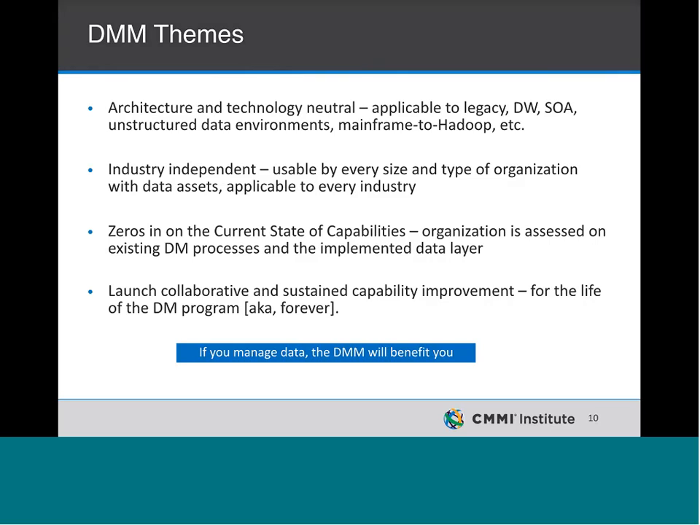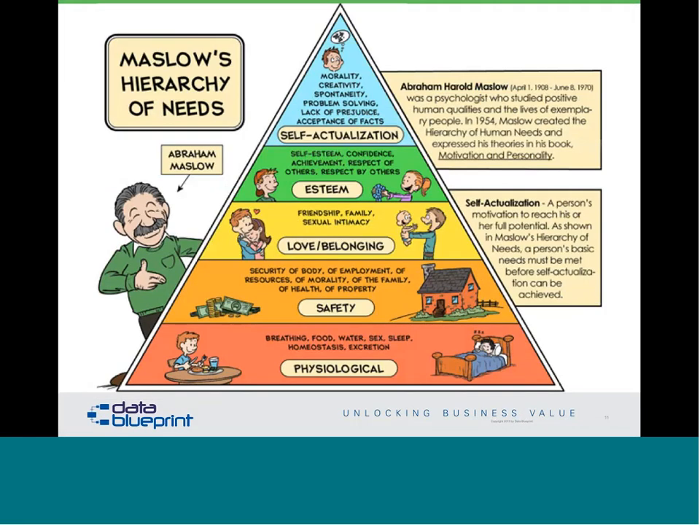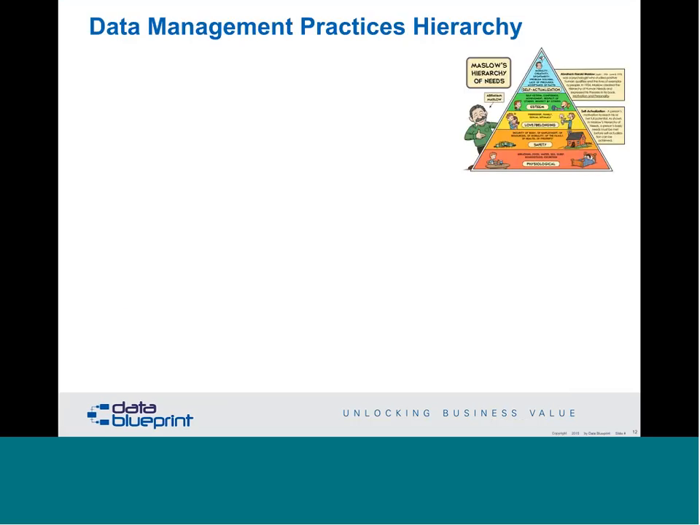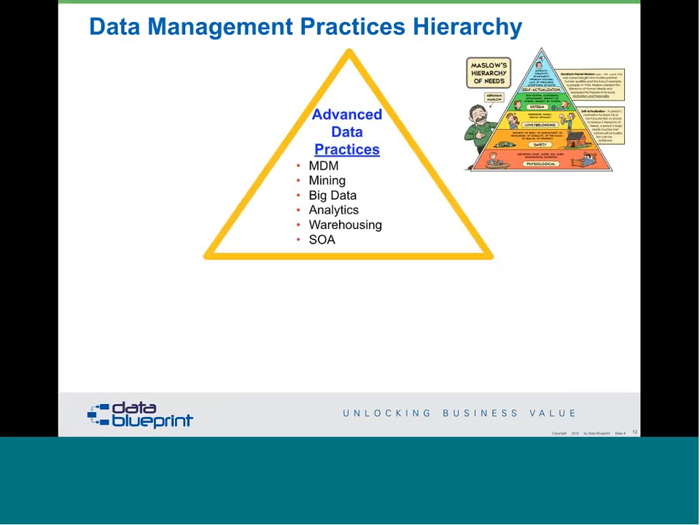If you manage data, the DMM will benefit you. We like to do this in context, too, and to help place it in context, most everybody remembers Maslow's hierarchy of needs from high school. It's the idea that if your food, clothing, and shelter needs are unmet, you will not likely self-actualize. Self-actualization, you'll notice on the chart there, it's very small, but it says it reaches your full potential.